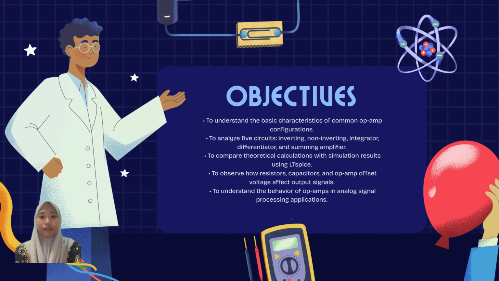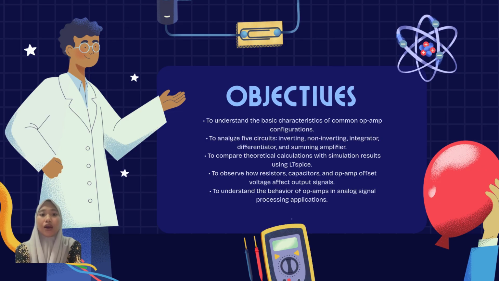The objective of this lab is to understand the basic characteristics of common op-amp configurations. Second, to analyze 5 circuits, which are inverting, non-inverting, integrator, differentiator, and summing amplifier. Next, to compare theoretical calculation with simulation result using LTSpice.